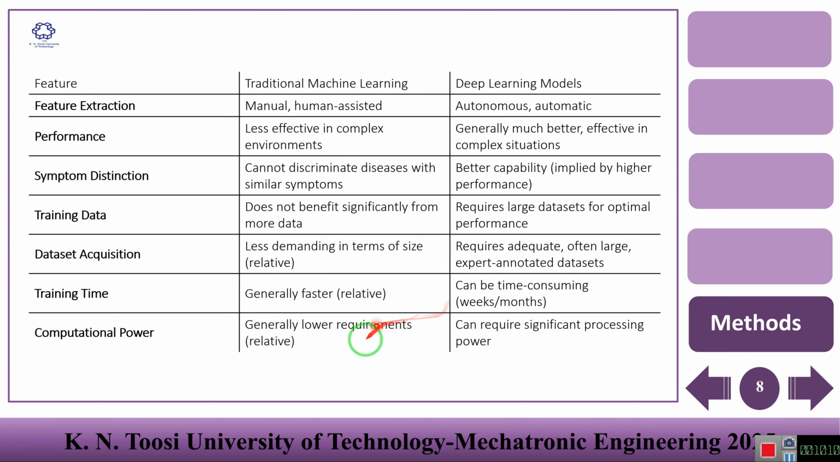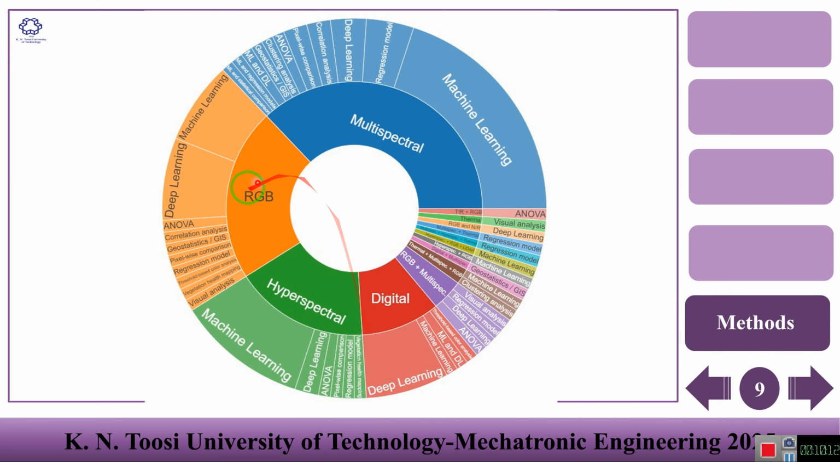See other comparisons here too. And this is our overall judgments of what types of artificial intelligence methods are being used in each of these imageries. So we can see for multispectral, it is widely machine learning that is used, while for RGB we have deep learning.